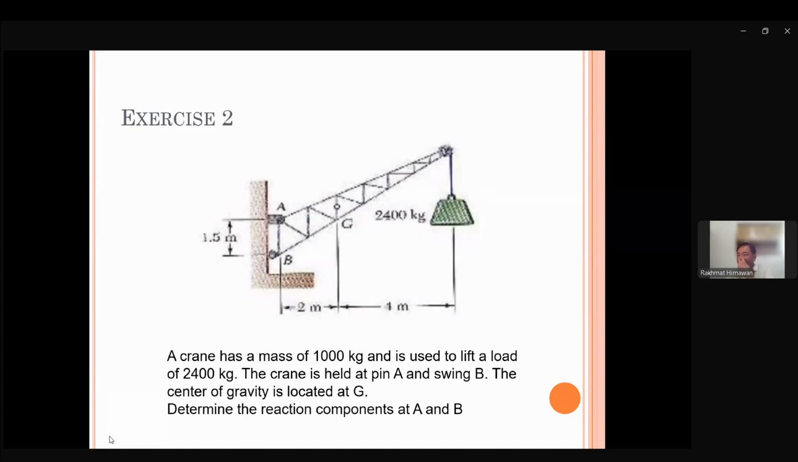Anyway, the picture is not drawn to scale. This should not be 1 meter. This should be 4 meter. This one is 1 meter. So, determine the reaction components at A and B. Just simple: what's the reaction force or component? Could be force, could be moment as well, depending on what type of support. This is a very general question asking about the reaction force or component at some point.